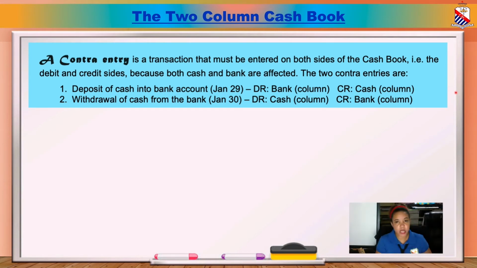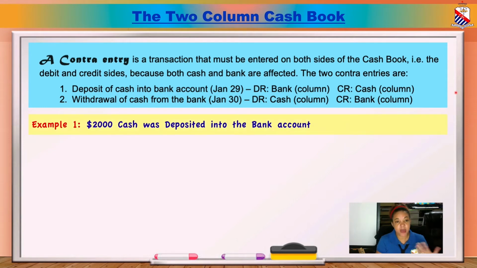The best way to understand that would be, of course, through examples. And what you would see is that we have two examples of the contra entry. The first one has to do with if you deposit cash in the bank account. In our example, we have $2,000 cash deposited into the bank account. That means that two things were affected there, the cash and the bank, and the opposite happened to them.